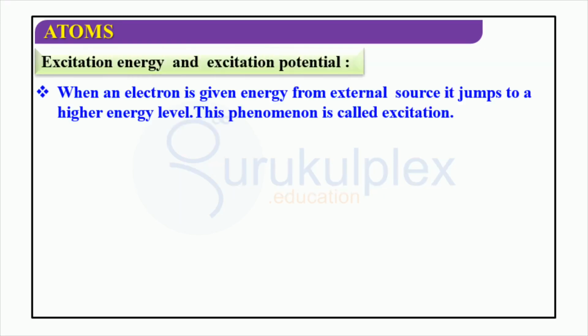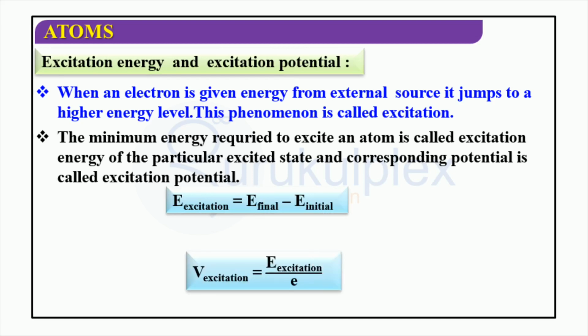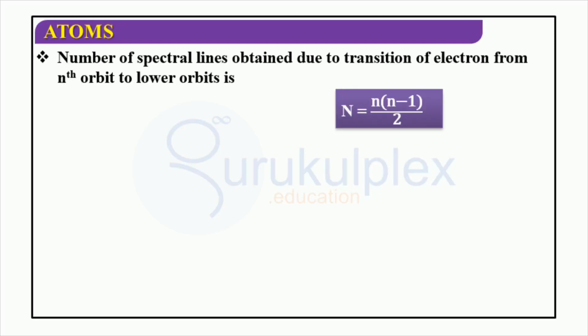Atoms can gain energy from an external source and move to a higher energy level, a phenomenon known as excitation. The energy needed for this to happen is referred to as the excitation energy, and the potential resulting from this is called the excitation potential. Knowledge of how atoms respond to different energies is crucial to studying chemistry. The structure of an atom is characterized by the number of spectral lines acquired from the transition of electrons from higher to lower orbits, which is a significant factor.